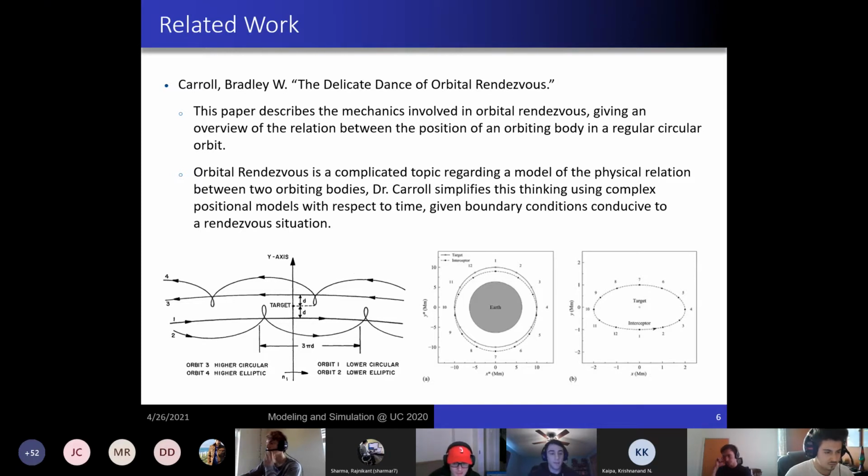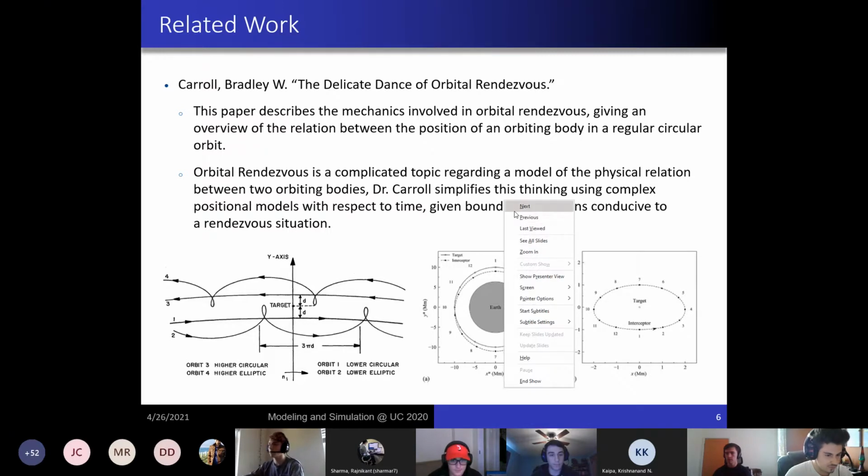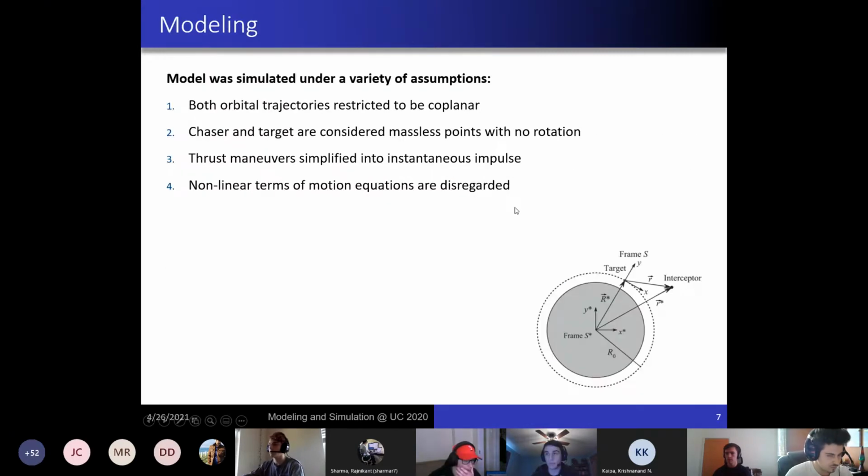In the bottom left there, you can see a plot of the position relative to the target as the two bodies are orbiting. And on the right, you can see some of the models that are used in the paper that we used to model the simulation. In the middle plot, you have the full Earth trajectories of both target and chaser, and then on the right it's just the target frame.